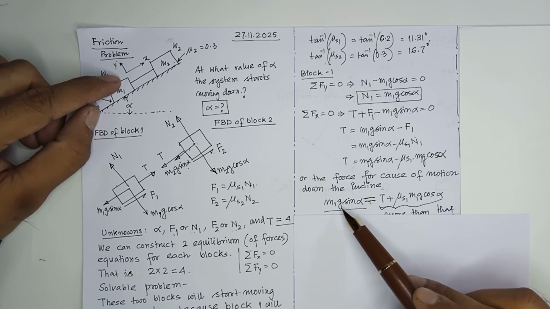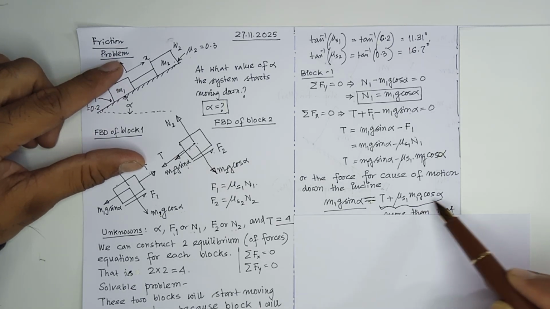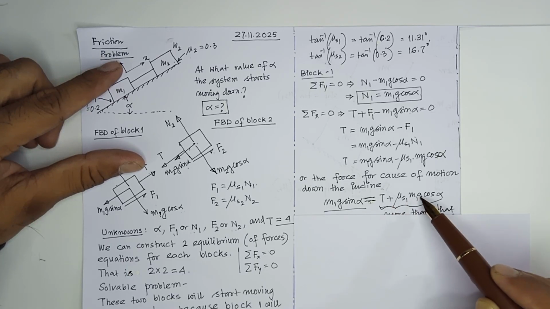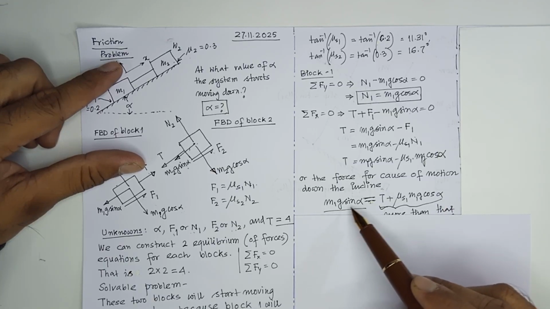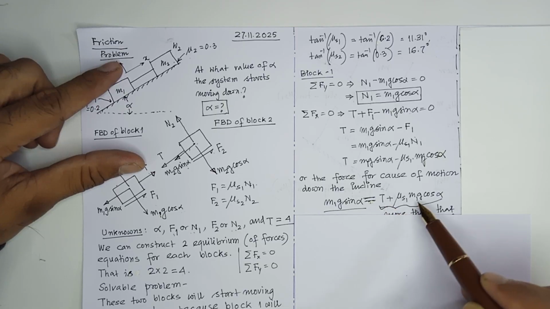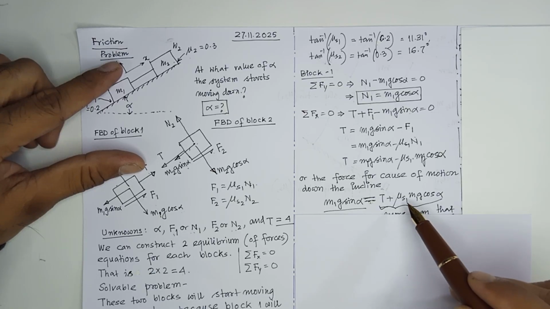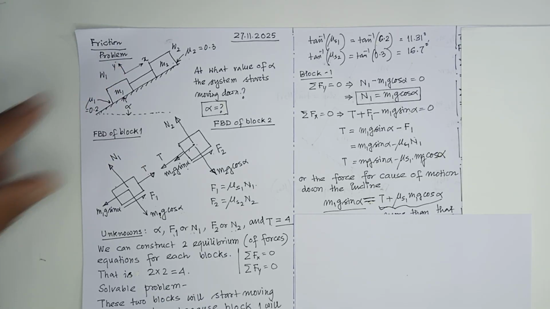That means if I divide both sides by m1g cos alpha, then it will be mu s1 plus T by m1g cos alpha, and on this side it will be tan alpha. So alpha will be tan inverse of T by m1g cos alpha plus mu s1. So it will not be simply tan inverse mu s1. It will be something more than that. So that we have to understand.